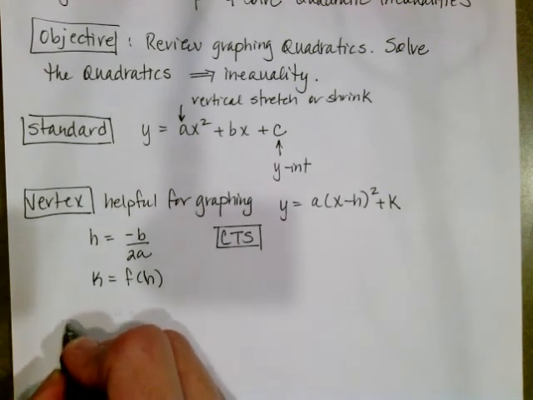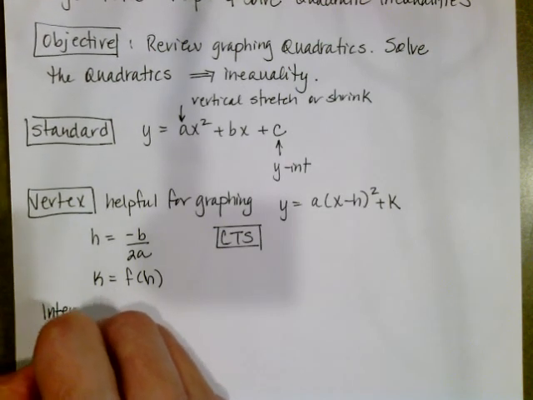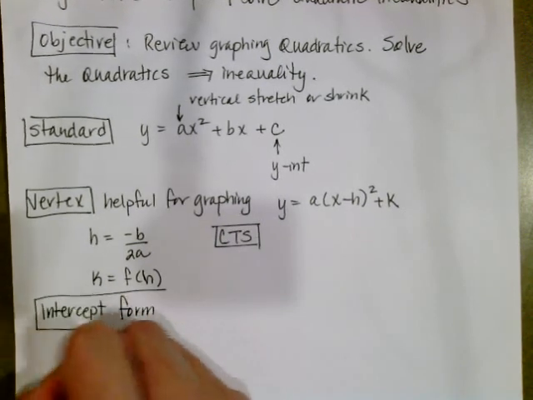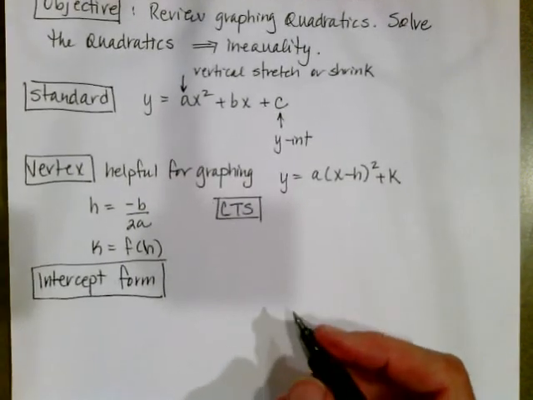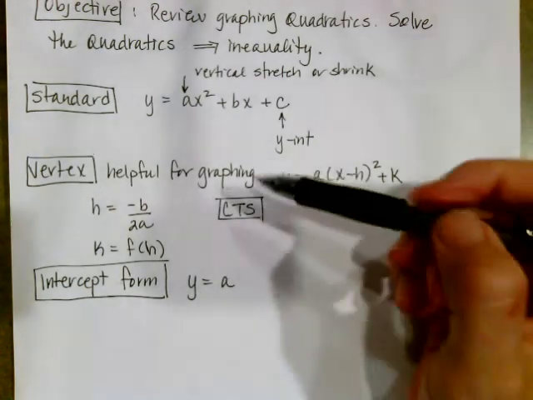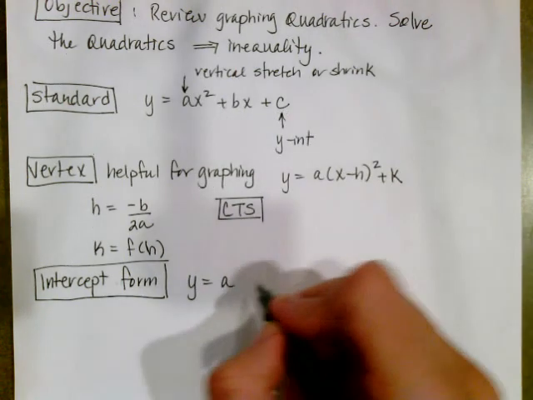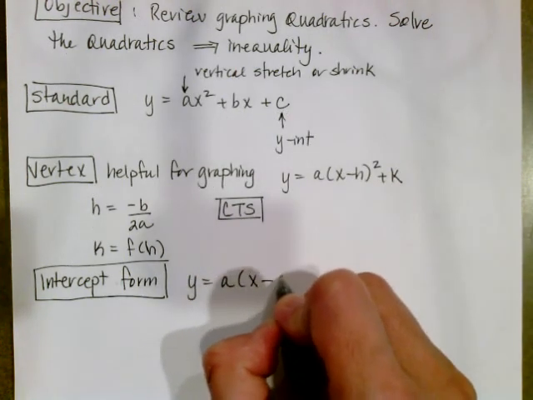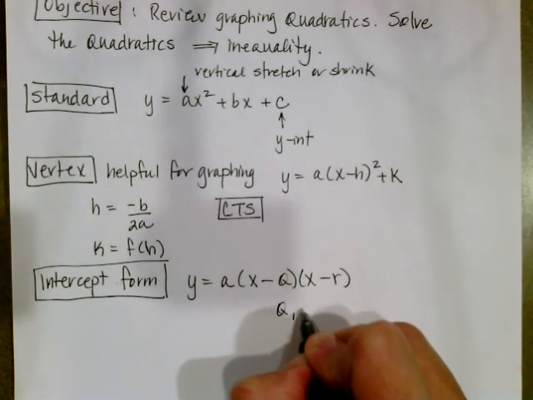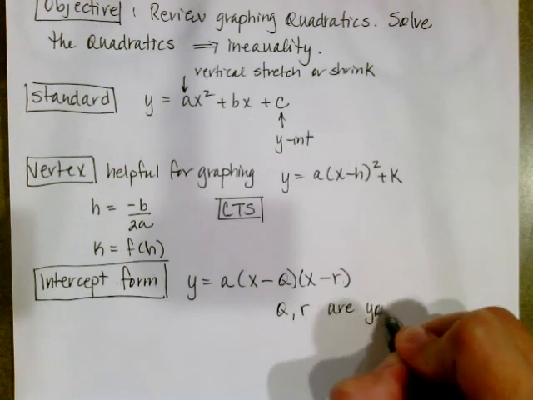All right, so let's start with a graph. Oh, and let me tell you one more. Sorry, I forgot this one. Intercept form. And if you'll remember, intercept form is of the equation y is equal to a times x minus q times x minus r. Notice that a is the same in all three forms, where q and r are, sorry, that's kind of weird, your x-intercepts.